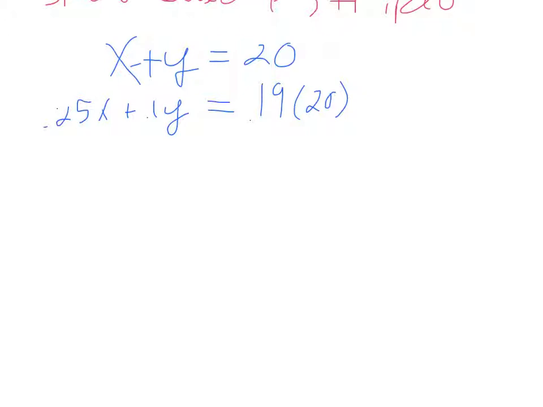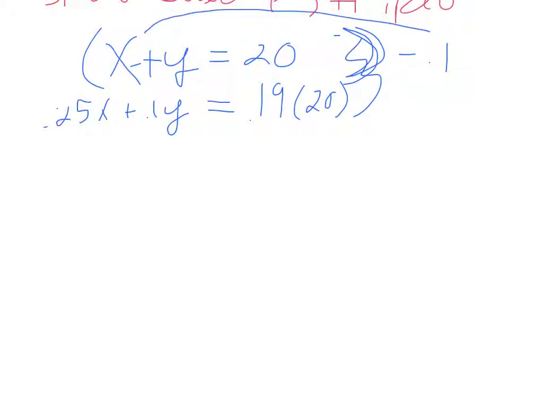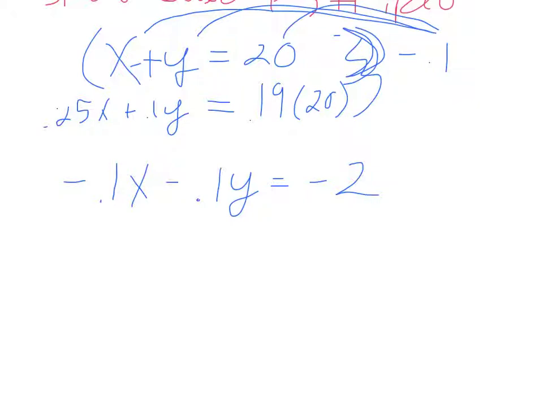Now, this one, I'm going to do a couple things. I'm going to manipulate both these. I'm going to get rid of the y's because 0.1 is smaller than 0.25. So I'm going to multiply everything in this top row by negative 0.1. So do our distribution here. We have negative 0.1x. Do our distribution here. Minus 0.1y. Do our distribution here. Negative 2. Okay, so I'm going to go ahead and write the second one.